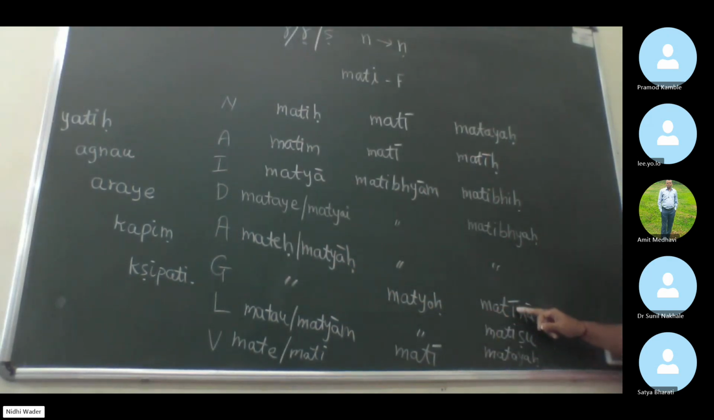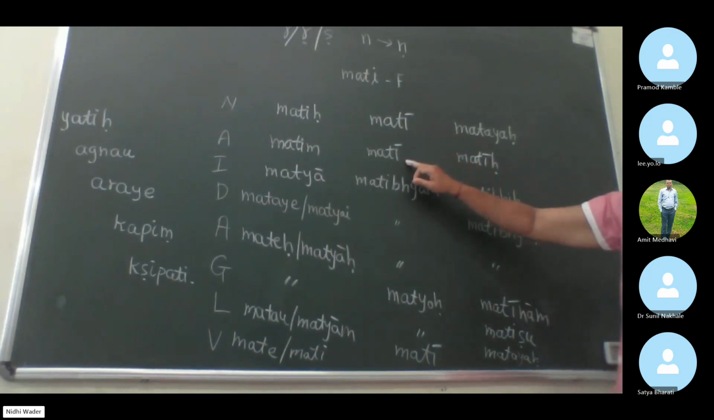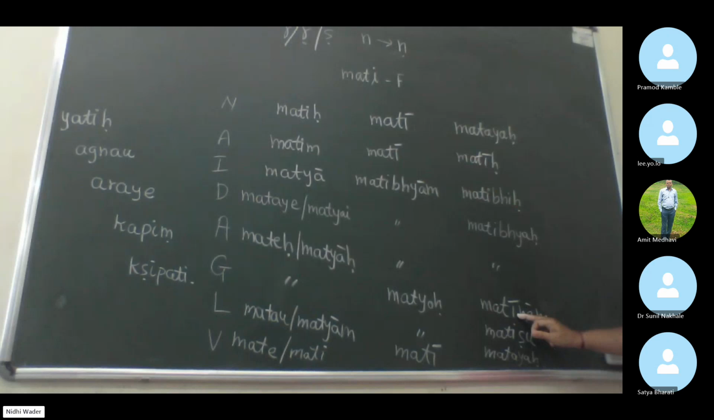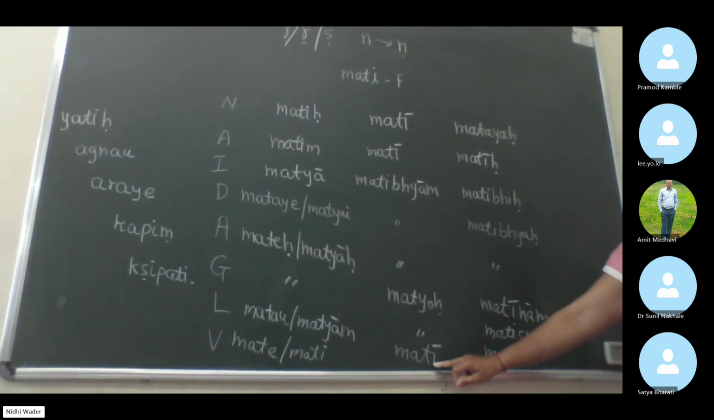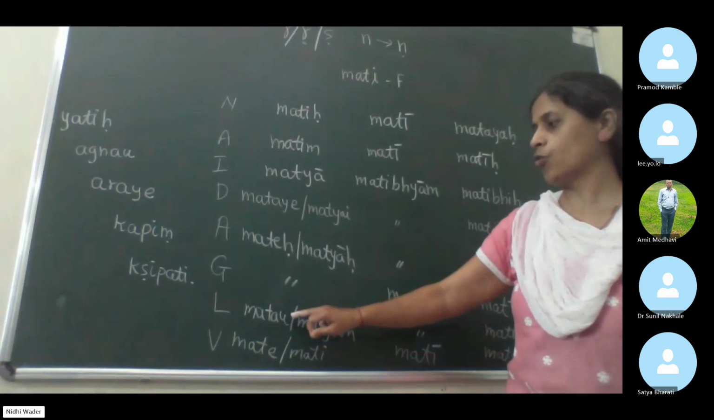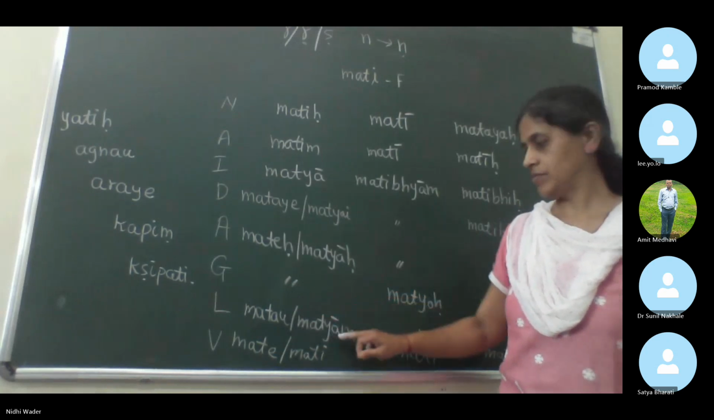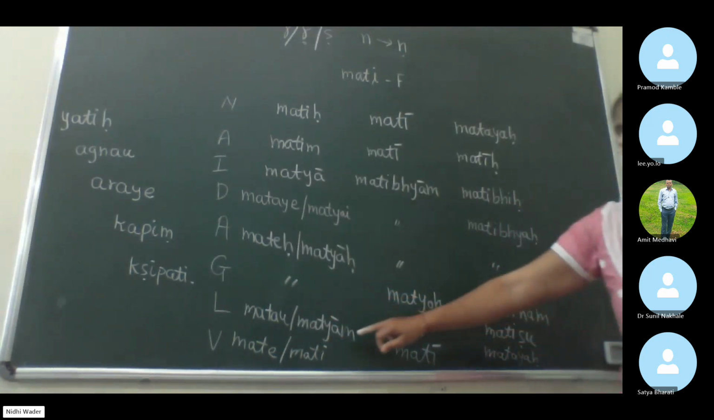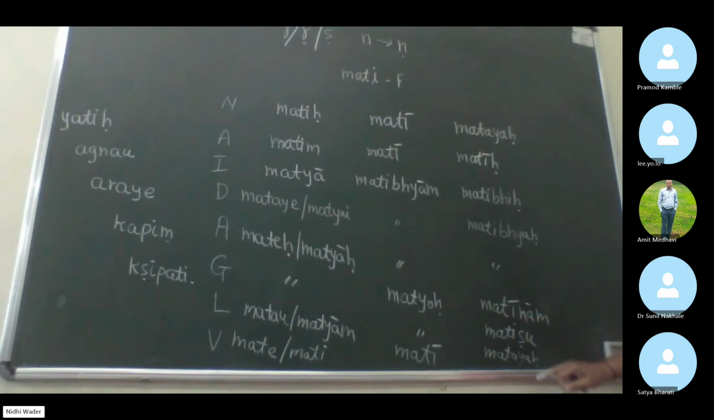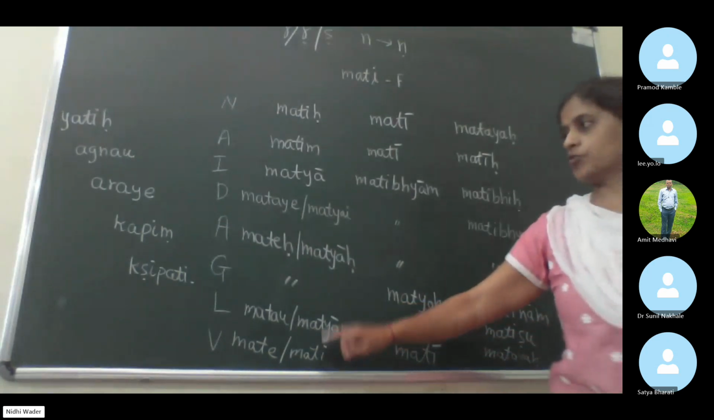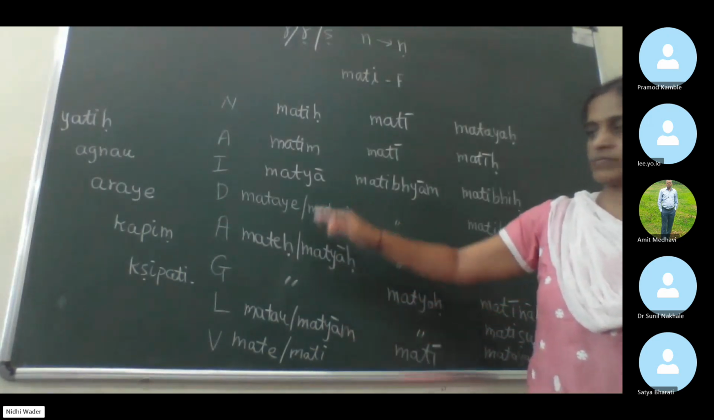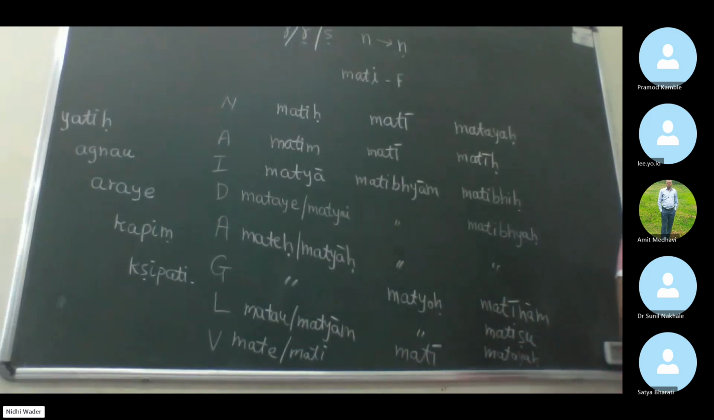Matinam, can you see again? It's long. So here it's long, here it's long, here it's long, and here it's long. So Matau, again same as Kavau. Matyoho, Matyam, Matyoho, Matishu. Mate Mati, again two forms. So 1, 2, 3, 4, 5. You get optional forms, two forms. Mati, again long, and Matyaha.